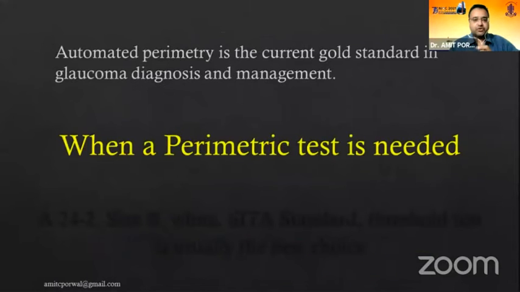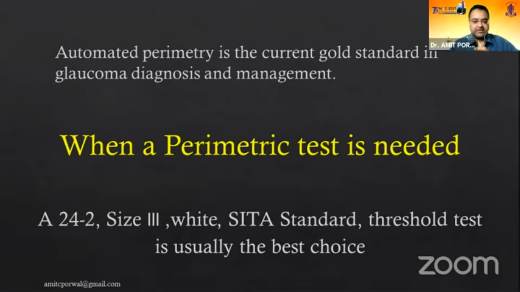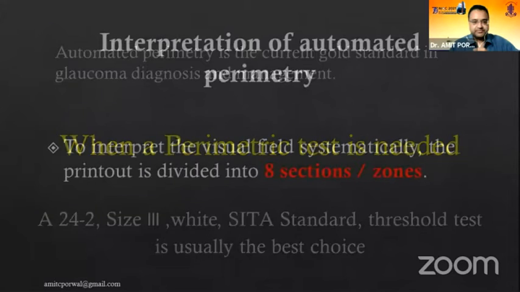interpretation. We all know that automated perimetry is a gold standard in glaucoma diagnosis and management. So when a perimetric test is needed, what do we advise? We advise a 24-2 size 3 white SITA standard threshold. This is usually the best choice of perimetry to be advised.